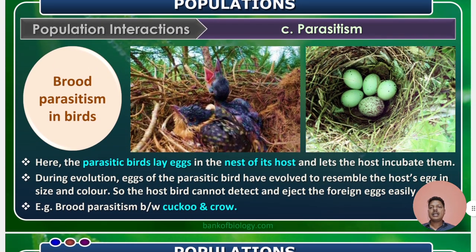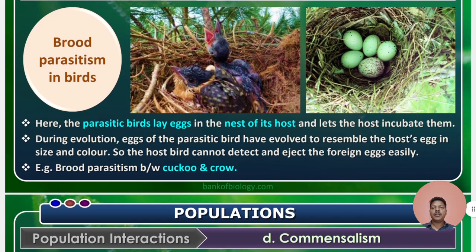Here, a topic is given, brood parasitism. In many exams, it is asked. So, what is brood parasitism in birds? Here, the parasitic bird lays eggs in the nest of its host and lets the host incubate them. During evolution, eggs of the parasitic bird have evolved to resemble the host's eggs in size and color, so the host bird cannot detect and eject the foreign eggs easily. Example, brood parasitism between cuckoo and crow.